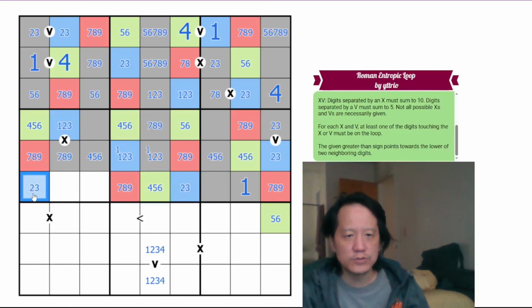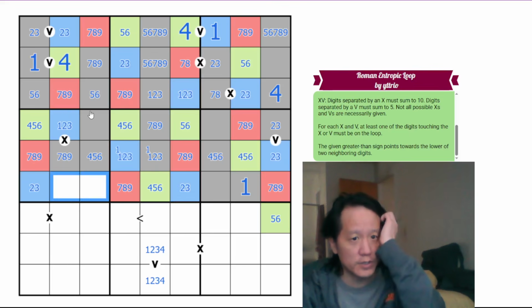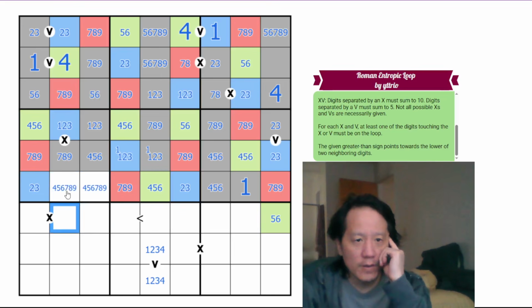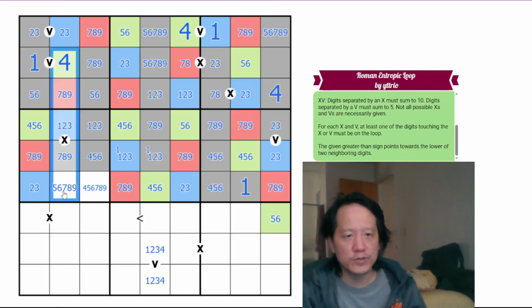This is a 2, 3, 2, 3 pair, so this cannot be 2 or 3. Therefore, this is 1, 2, or 3 here. This can't be 1, 2, or 3. Cannot be 4, 5, or 6, so it's 7, 8, and 9 here. That leaves this as 4, 5, 6. So this must be 4, 5, 6, 7, 8, 9. This can't be 4 because of 4 in the column.